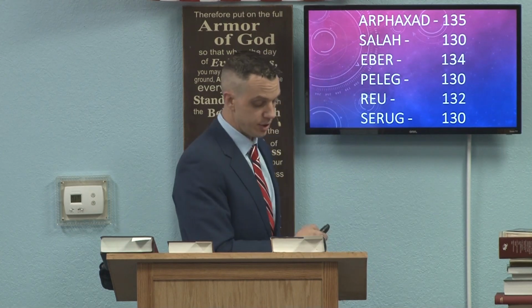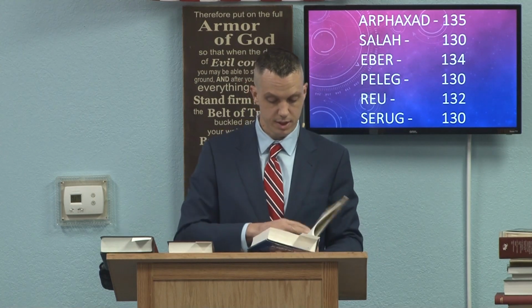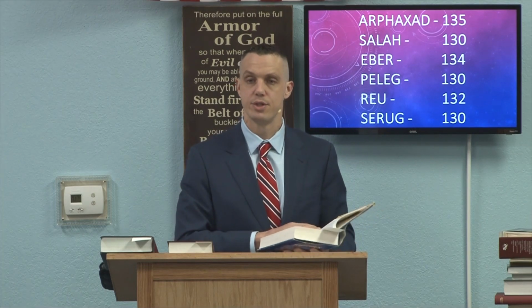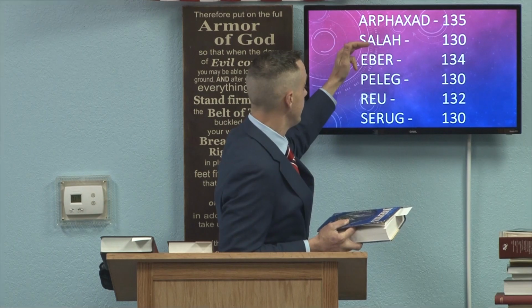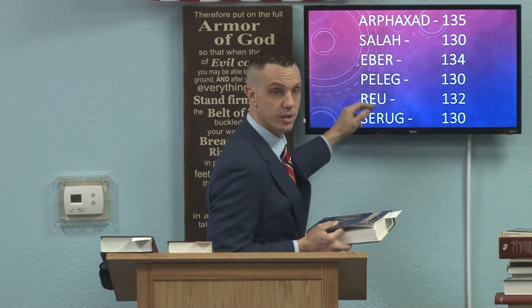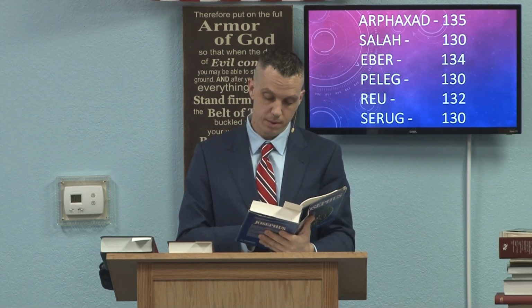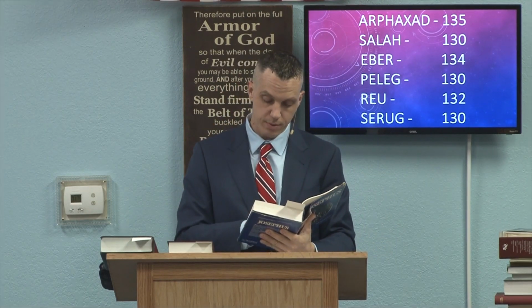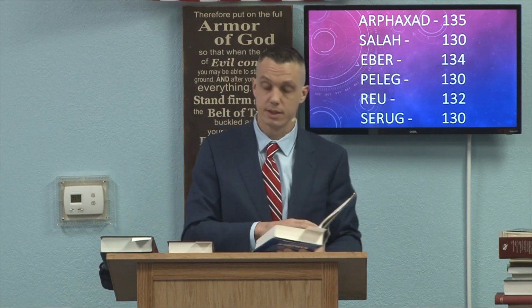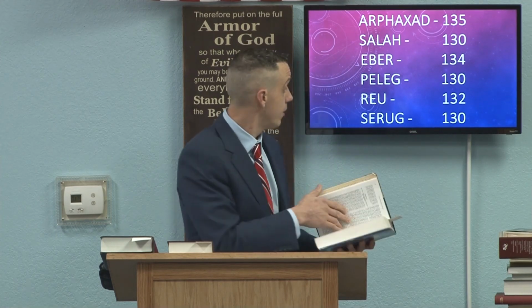Now, I have Josephus's genealogies as well. We'll see what Josephus says about these men's ages. According to Josephus, this would be the Antiquities of the Jews, Book 1, Chapter 6. What Josephus does in the genealogies is he doesn't go through this in order. He actually starts at Serug and works his way backwards, okay? So, according to Josephus, Rao had Serug at 130. That's correct. Phaleg had Eber, begat Phaleg in his 134th year.